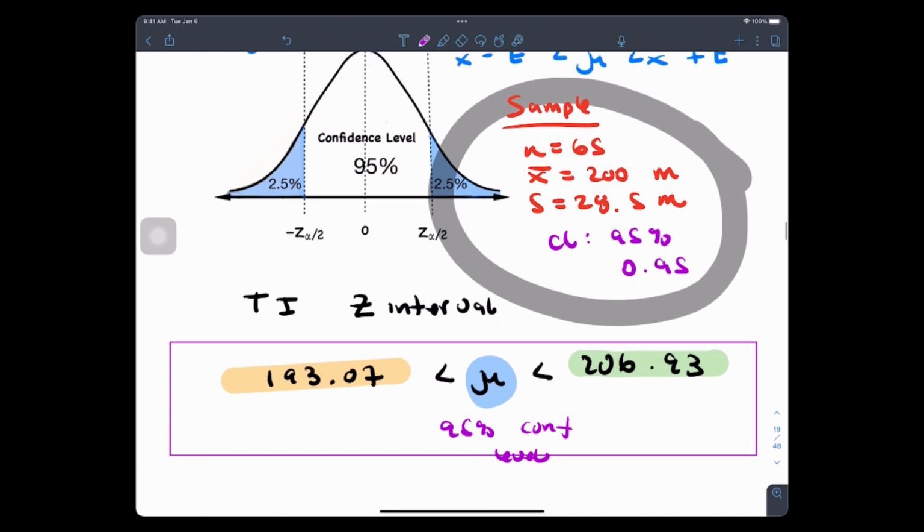So celebrities have between 193 and about $207 million. That's like the average. It's a lot of money. That's their net worth, meaning property values and bank account and any other investments. That's their net worth. They're worth a lot of money.